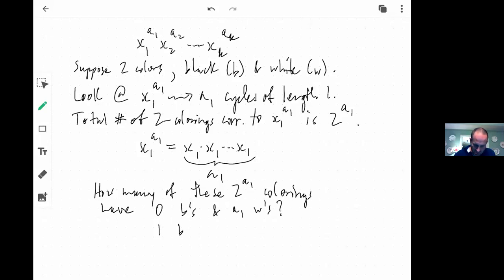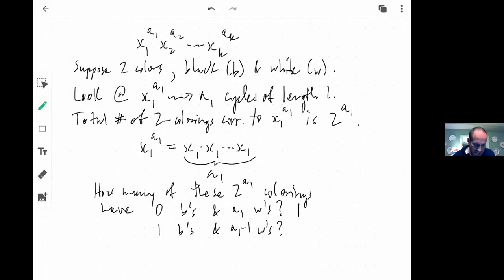Okay, so the answer is 1. Okay, there's 1 of those. Okay, what about 1 B? That's not really good grammar, but I'll just write it anyways. 1 B and a1 minus 1 Ws. Okay, well, I have a total of a1 1-cycles.